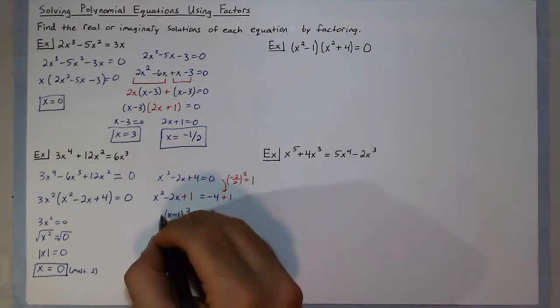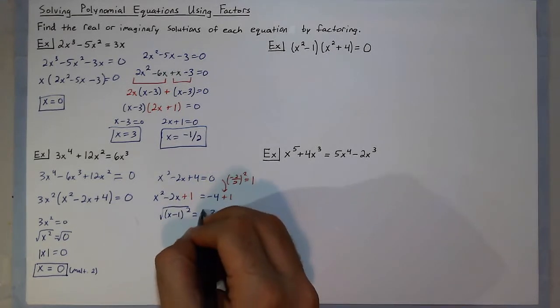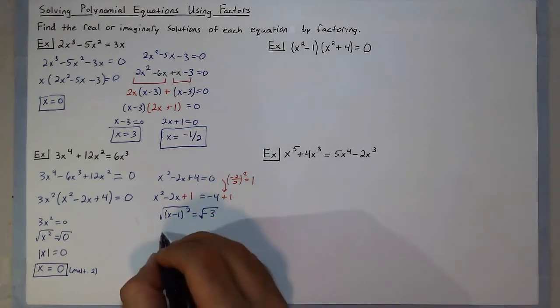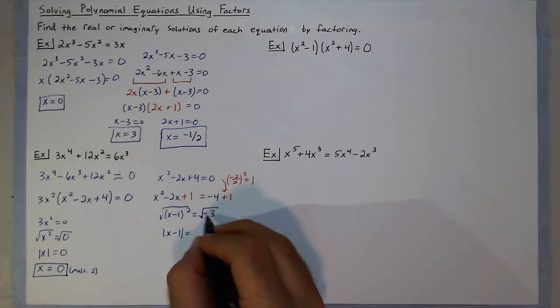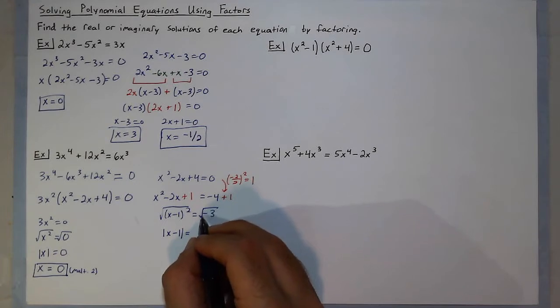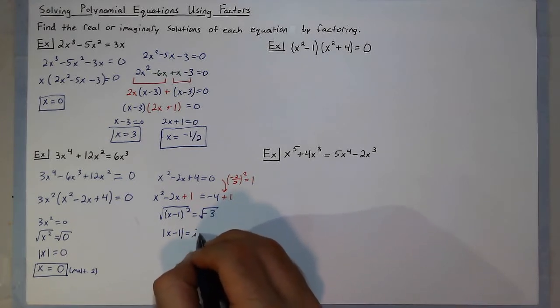So to finish solving this, I'll take the square root of both sides, giving me the absolute value of x minus 1 is equal to... this is not a perfect square, but it's a square root of a negative number. So now we have an imaginary solution.